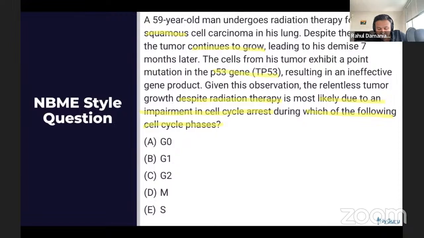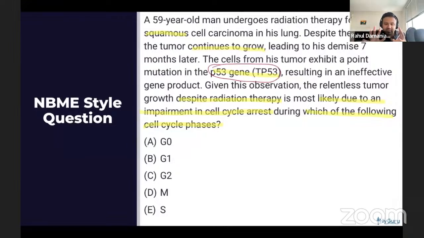The cells from his tumor exhibit a point mutation in p53, resulting in an ineffective gene product. Given this observation, the relentless tumor growth despite radiation therapy is most likely due to an impairment in cell cycle arrest during which of the following cell cycle stages? A, G0, B, G1, C, G2, D, M, or E, S. What do you think is the best answer here? Excellent. Remember that this patient is going to have a loss of p53.